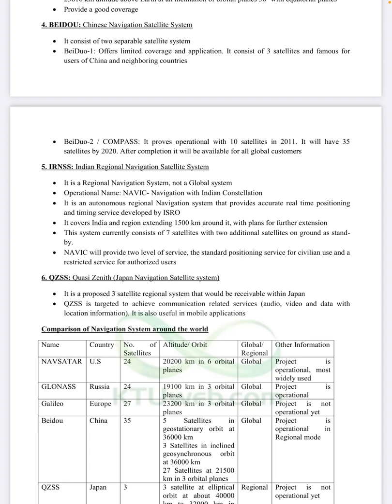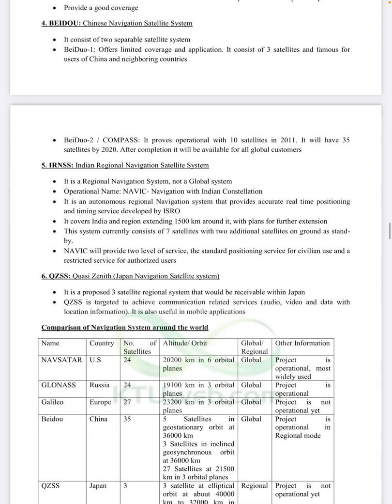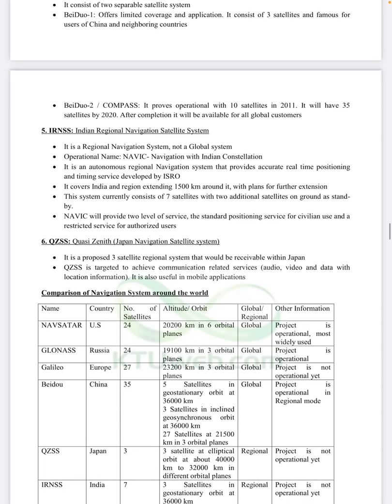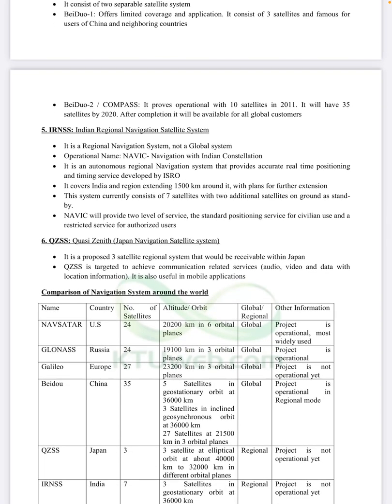NAVIC, the Navigation with Indian Constellation, is an autonomous regional navigation system that provides accurate real-time positioning, developed by ISRO. It covers India and the region extending 1,500 kilometers around it, with plans for future extensions. It has two levels of services: the standard positioning service for civilian use, and the restricted service for other operational uses, that is, military uses.